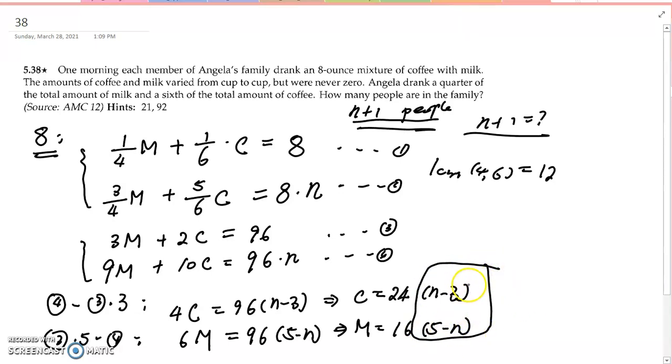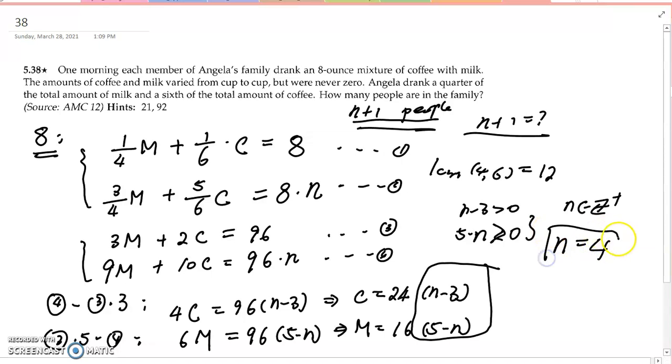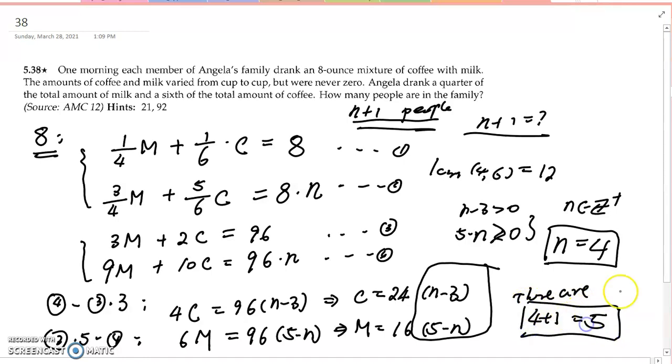See, c must be a positive integer and m must be a positive integer, right? And so n minus 3 needs to be greater than 0 and 5 minus n needs to be greater than 0. And n is an integer, and n also has to be a positive integer. The only case is n equals 4. So there are 4 plus 1 equal to 5 people in that family.